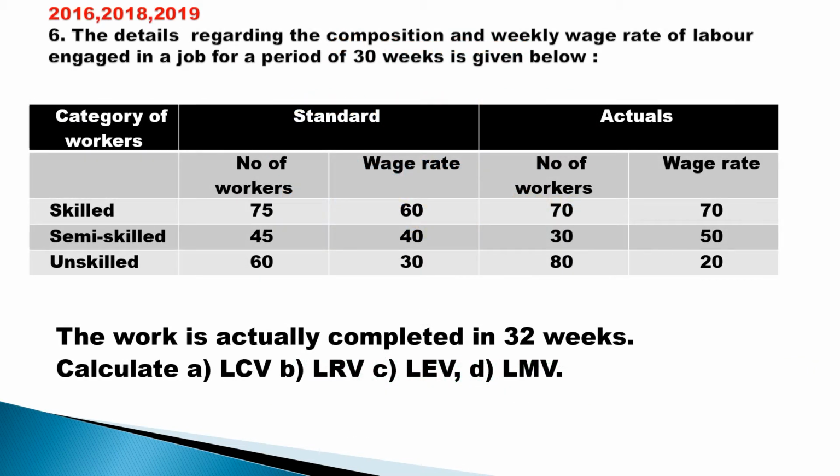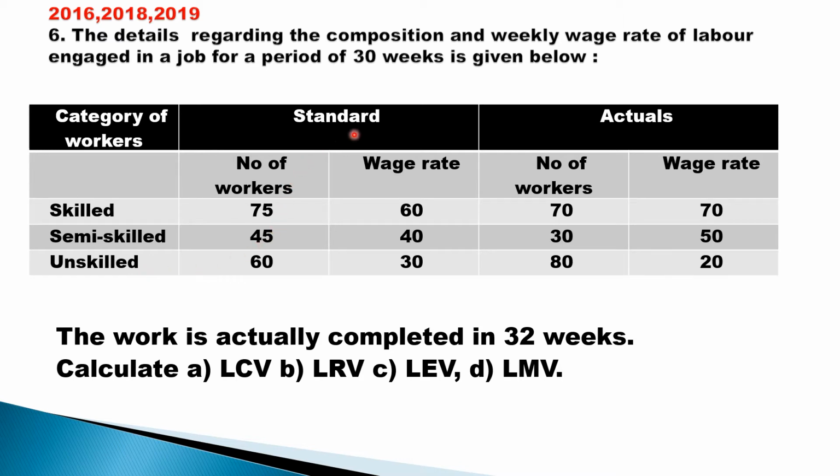So students, this problem has come for 2016, 18, 19. The details regarding the composition and weekly wage rate of labor engaged in a job for a period of 30 weeks is given below. So we have a standard information and actual information. There are three types of workers: skilled worker, semi-skilled worker, and unskilled worker.